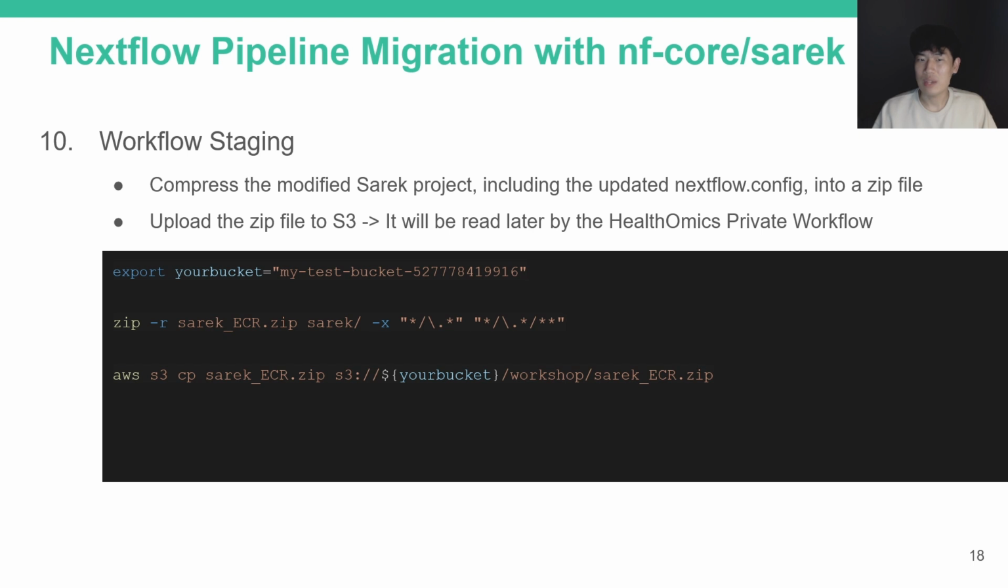Now it's time to compress the modified Sarek workflow. First, let's declare the name of the bucket. I pre-made a bucket with the name my tasks a bucket 5277 and numbers, and exported this name as a variable. Next, since the Sarek we were working on is compatible with ECR, I'm going to name the zip file sarek_ecr.zip. And then we're going to copy the zip file to the S3 bucket with the aws s3 cp command.